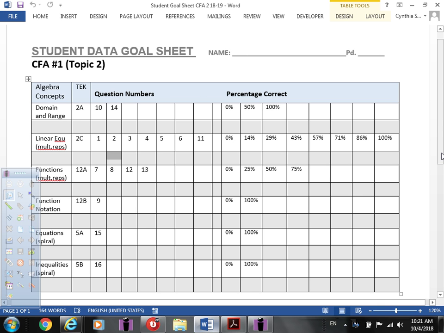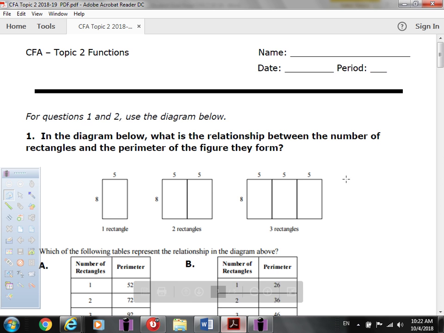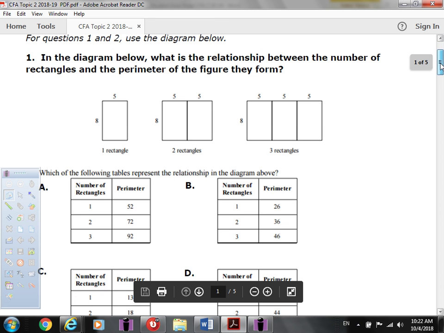On the data sheet, this is a good way to see where you were lacking. What area was it, domain and range? That way you know what to study. If you didn't do so well on domain and range, then study domain and range. If you didn't do so well on linear equations, then maybe you need to study that. So let's go ahead and go through each question. I'm going to start with number 1.